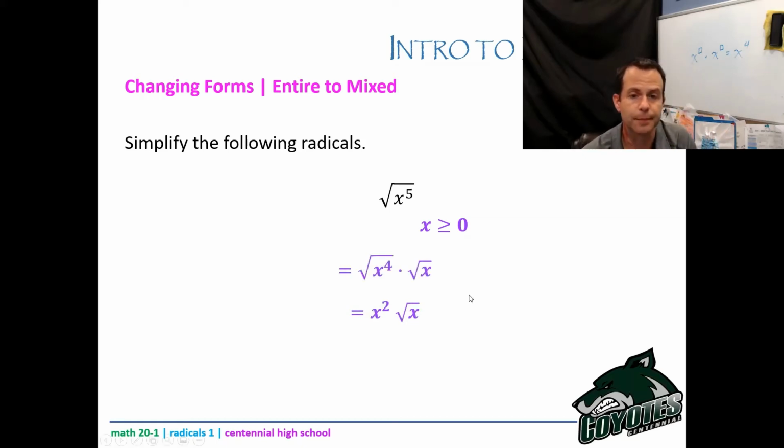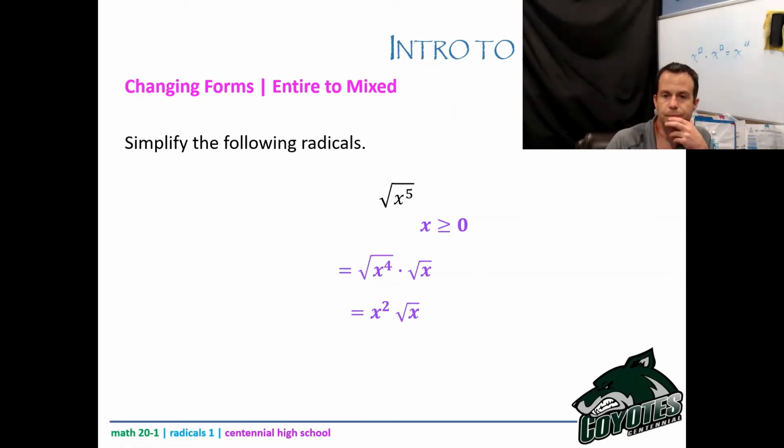Sorry, my animation was a little off there. I'm going to separate this into x to the 4 times x. And then I know that the square root of x to the 4 is x squared. And so I just changed my square root of x to the 4 to x squared. So my final answer here would be x squared root x.